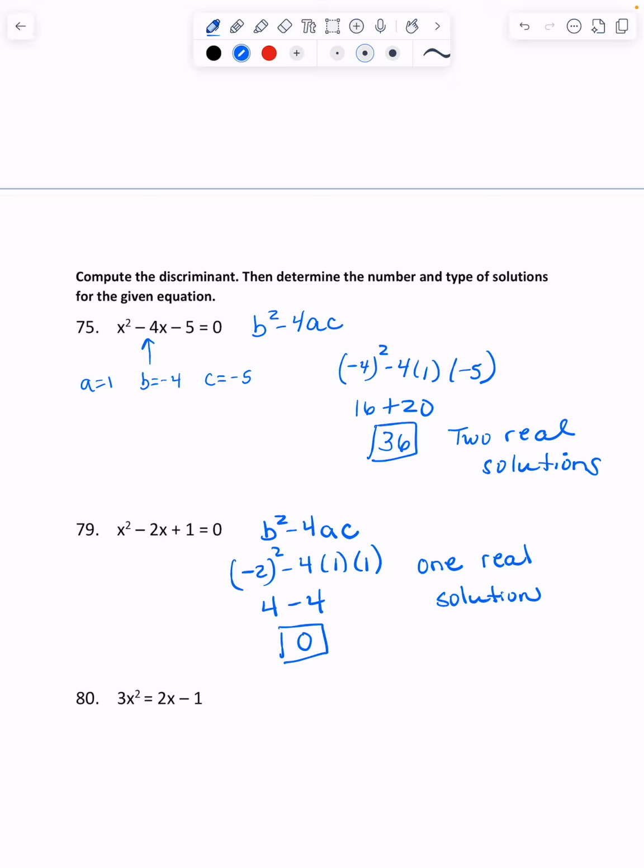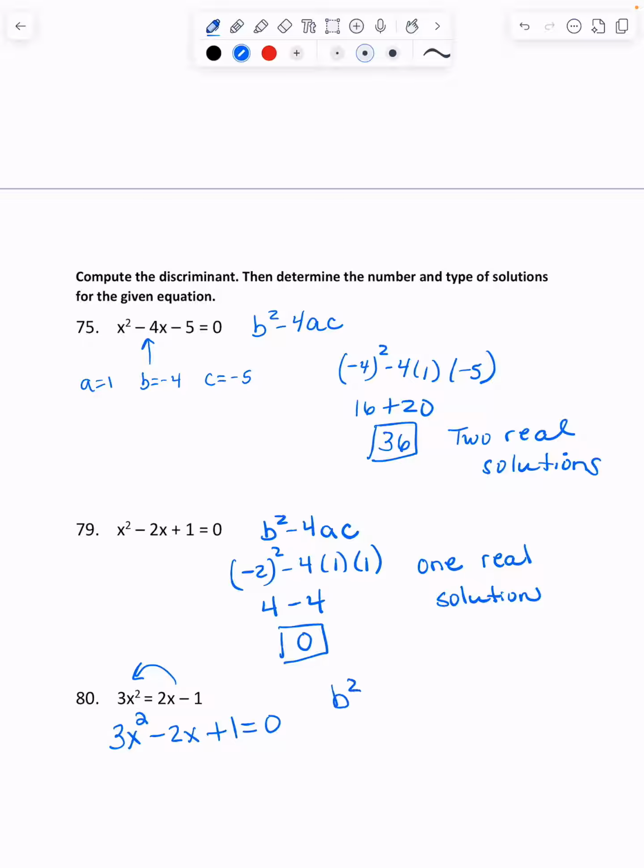Before I do number 80, where we're still computing the discriminant, remember, you must have that equation set equal to 0. It must be in standard form. So I'm going to move 2x to the other side. So it's positive, I'm going to subtract it. And I'm going to move -1 to the other side by adding. Get your equation set equal to 0 before you determine the discriminant.